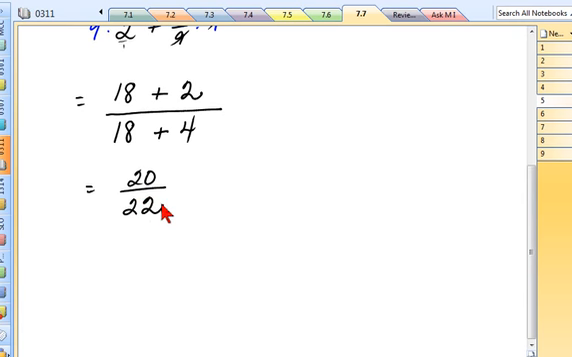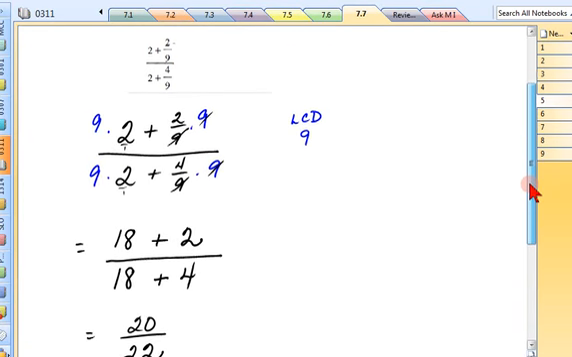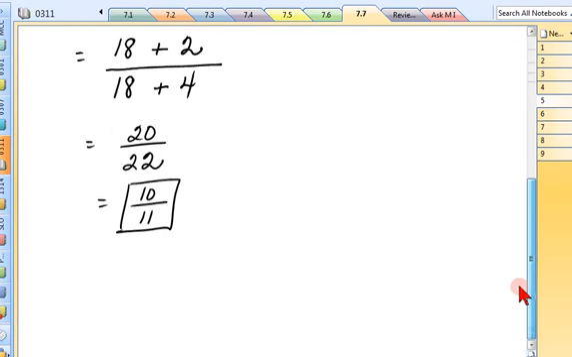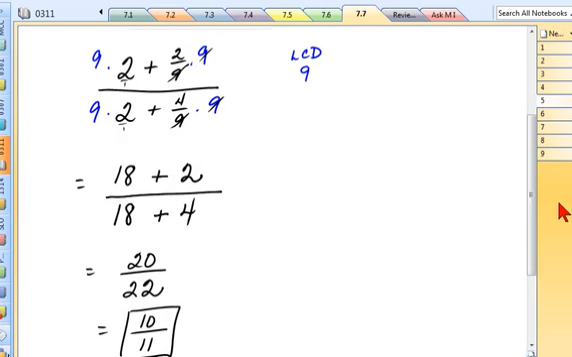Final question, can I reduce that? Yes. 2 goes into the top 10 times, 2 goes into the bottom 11 times. This very complicated looking expression that I started with, well, you can hardly see it anymore. 2 plus 2/9 over 2 plus 4/9 is equal to 10 over 11. Method 2, find the LCD, multiply everything by it. That will cause your little denominators to divide out.